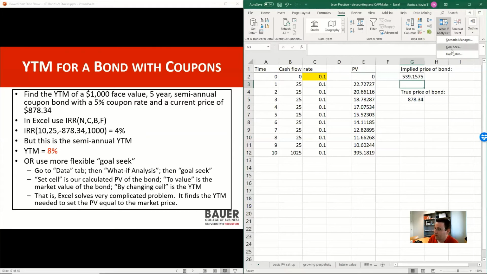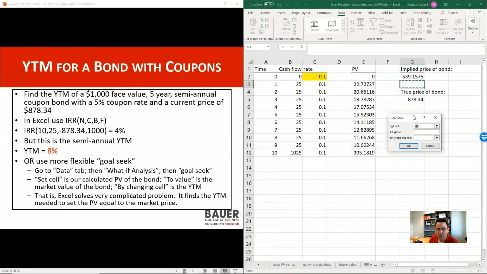Okay. So click on goal seek. There are 3 parameters that Excel wants to know: a set cell, a to value, and by changing cell. So set cell, that's our bottom line. That's the number that we want to change. We want to set it equal to something. So that's those first 2 cells. We want to set something to something else.